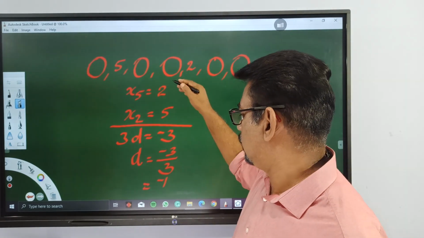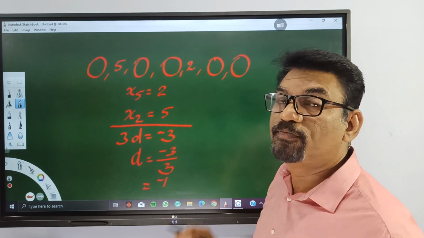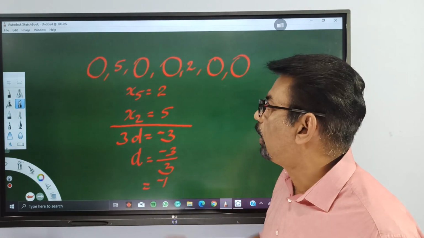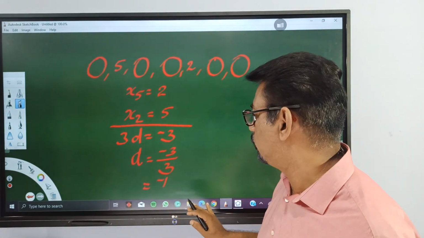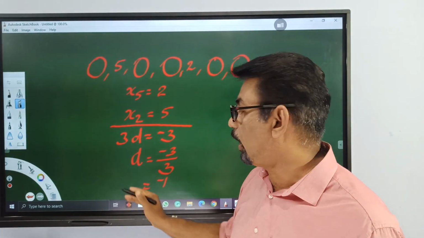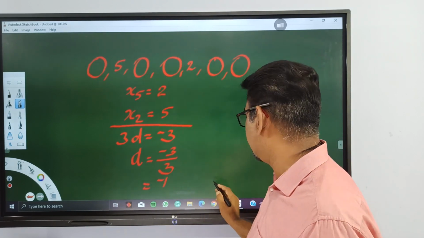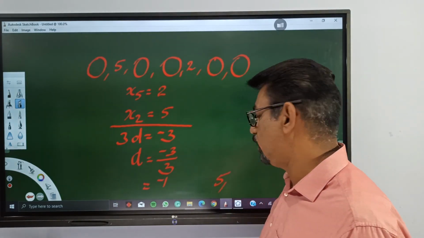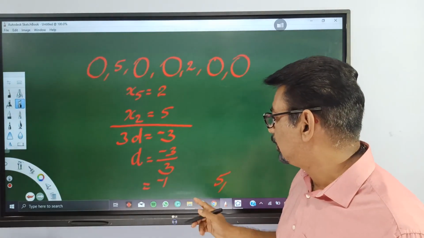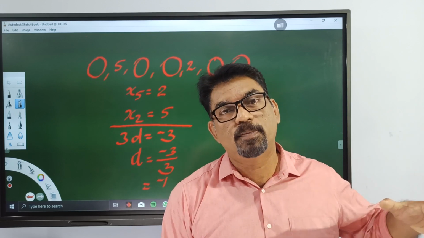After getting this common difference negative 1, it is easy to fill these numbers. How will you fill these numbers? You have to write all these numbers below. Let me fill here. But you should not do like that. You have to write this sequence just below this answer. Let us start by writing 5 first. 5. It is a given number. So the common difference is negative 1 means we are moving forward by subtracting 1.